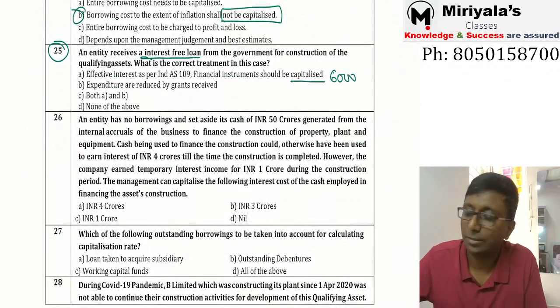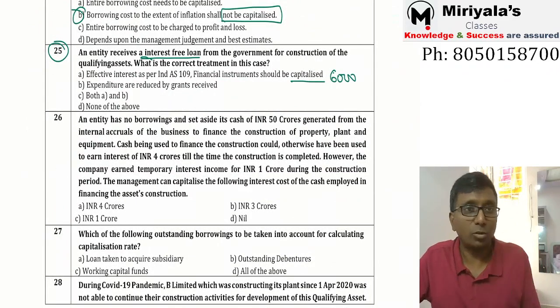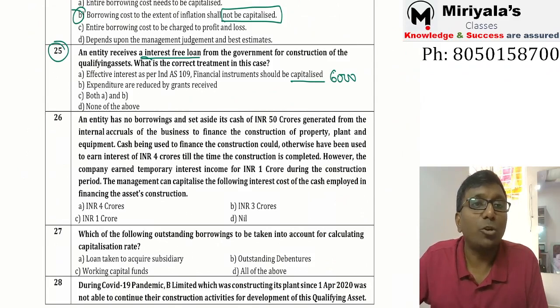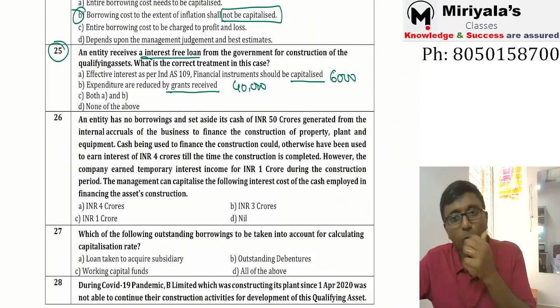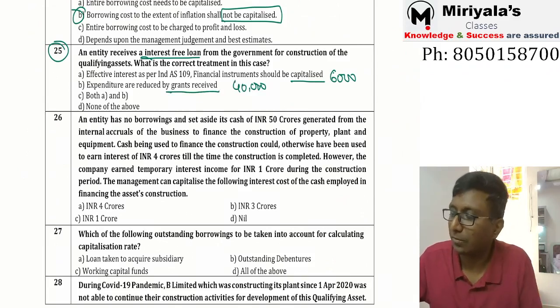6,000 rupees effective should be capitalized. Correct, no doubt. Expenditures are reduced by the grant received. Yes, there is a government grant of 40,000 rupees. That is, the total amount of the qualifying asset will come down by 40,000 rupees. Yes, that is the perfect answer.